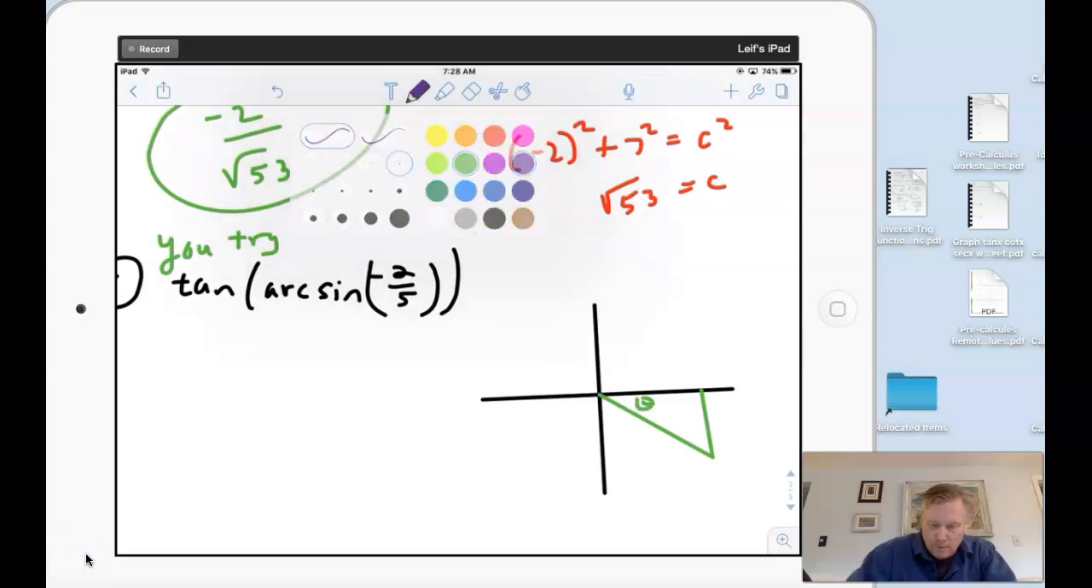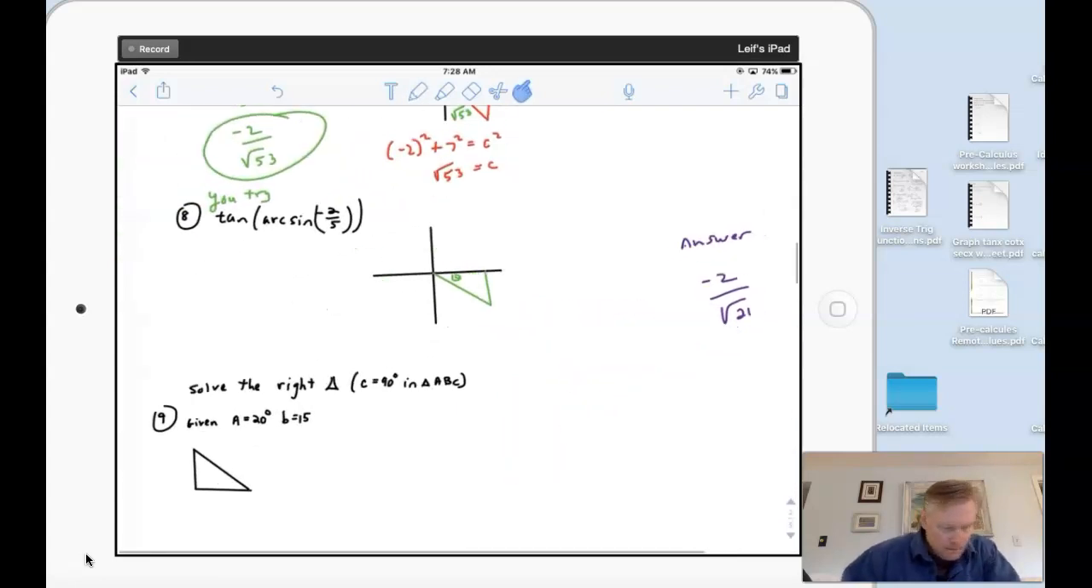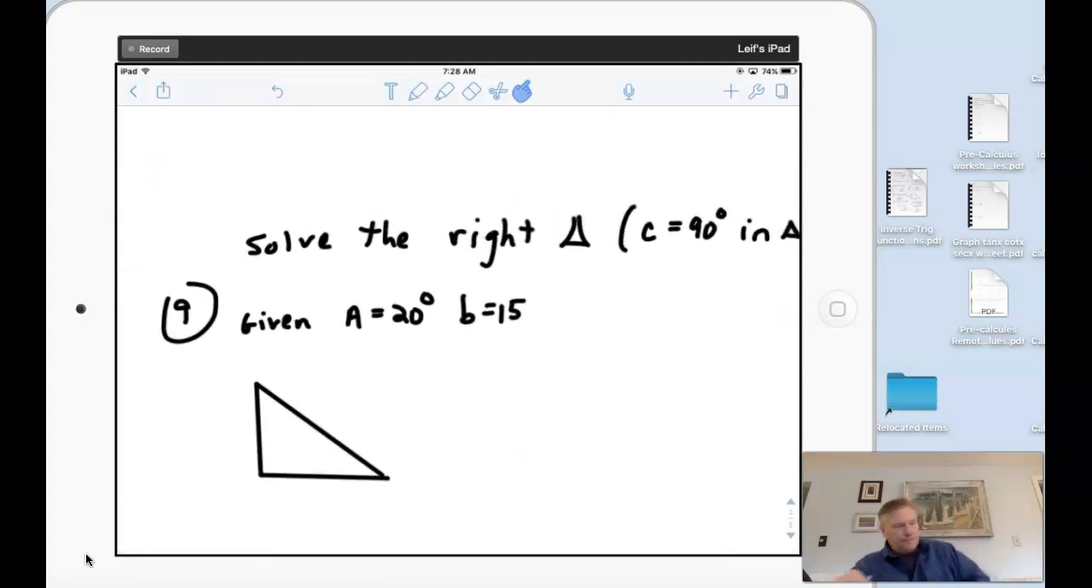Okay, so solve that. You do that one, number 8, and I'll give you the answer over here. If you did this correctly, you should have gotten that as an answer. Next, solve the right triangle.